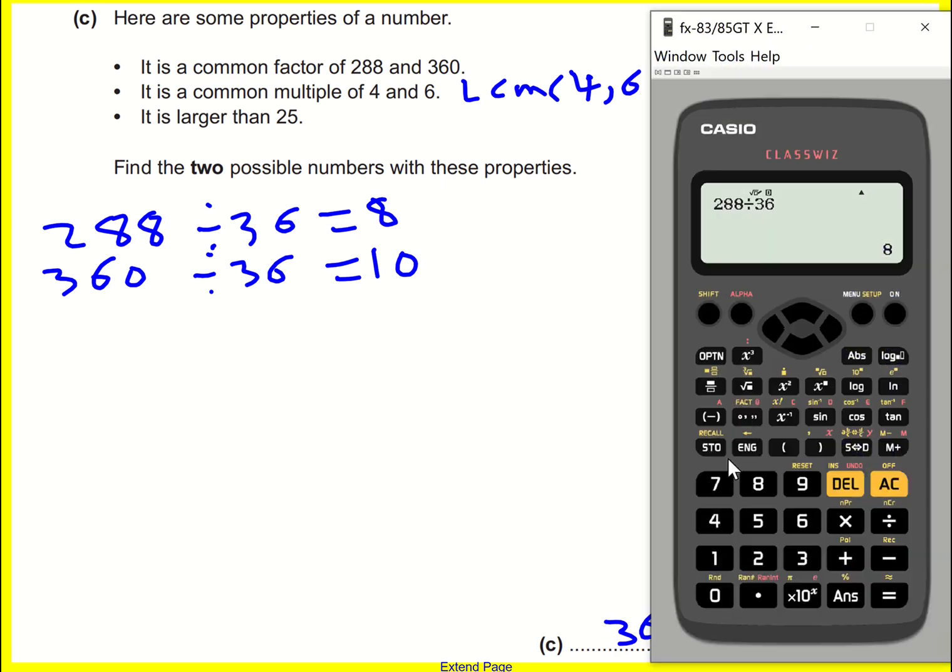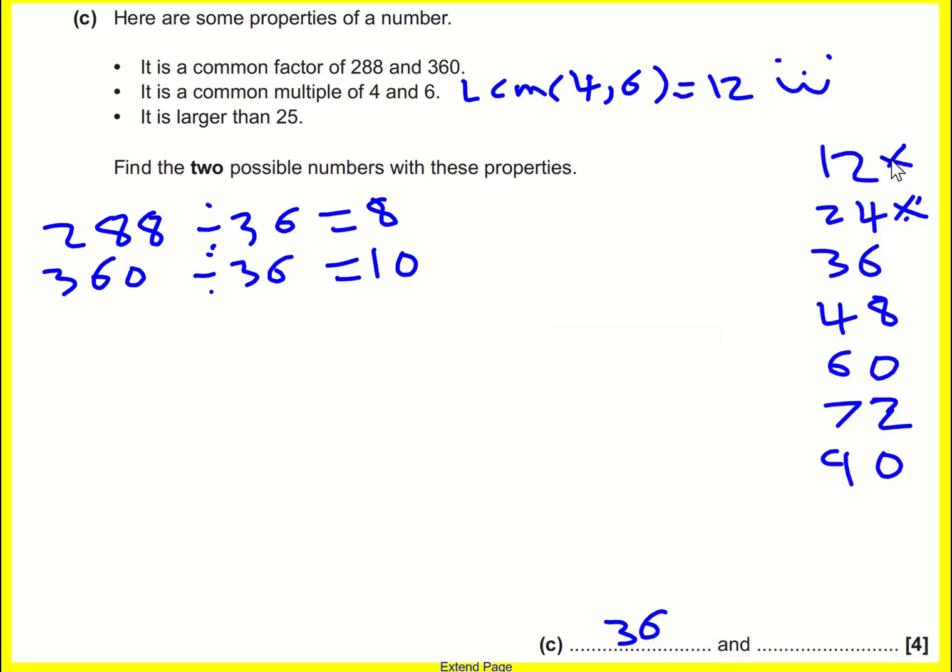Okay, I could do the same with maybe 48. 288 divided by 48. That goes into it. Let's just check with 360. Okay, that one doesn't work because that's 7.5. So I can rule that one out.